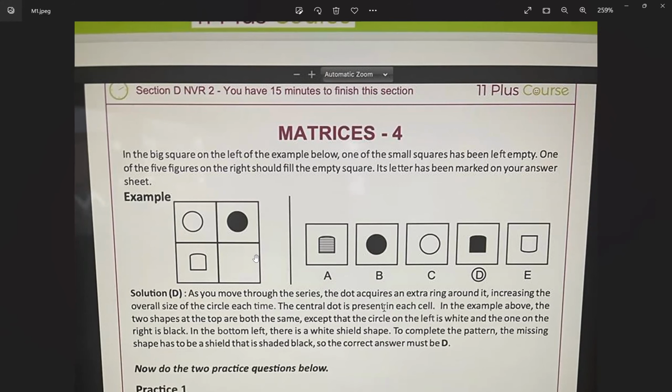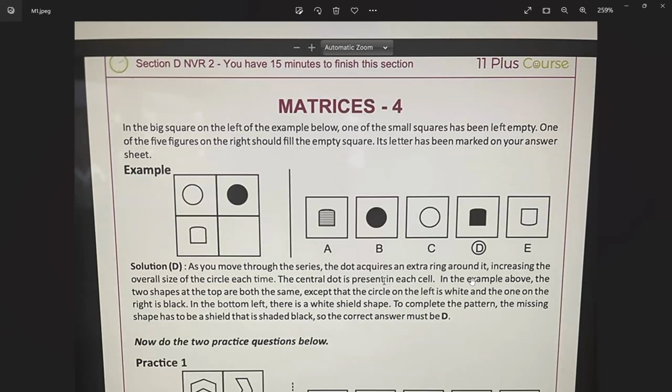Okay, white, black, white, D. Because in the first 2 squares, it's a white circle that stays the same shape, but it turns black. So then the shield shape will stay the same, but it'll turn black. So it can't be A, B, C, or E. It can only be D. Exactly, that is right. Well explained.